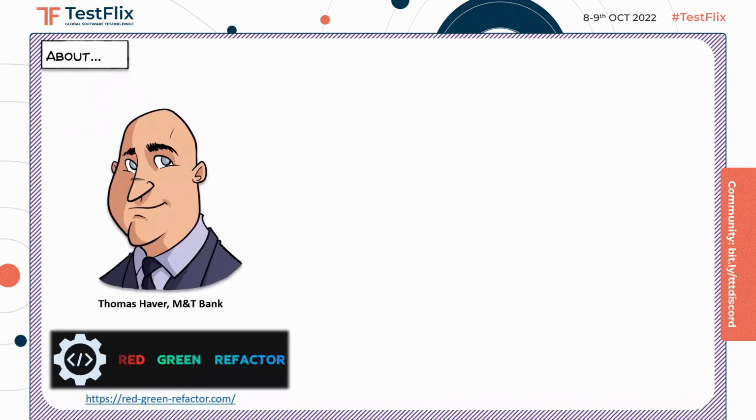I work for M&T Bank as a master software engineer. My primary focus is on test automation and DevOps practices. I post regularly to my team's blog at Red Green Refactor.